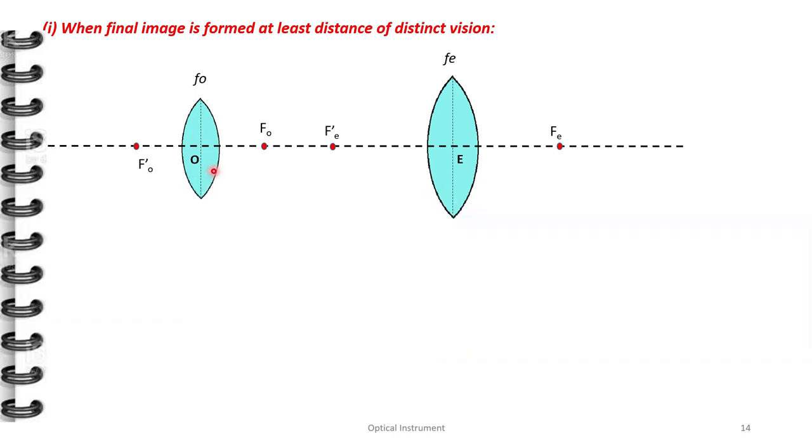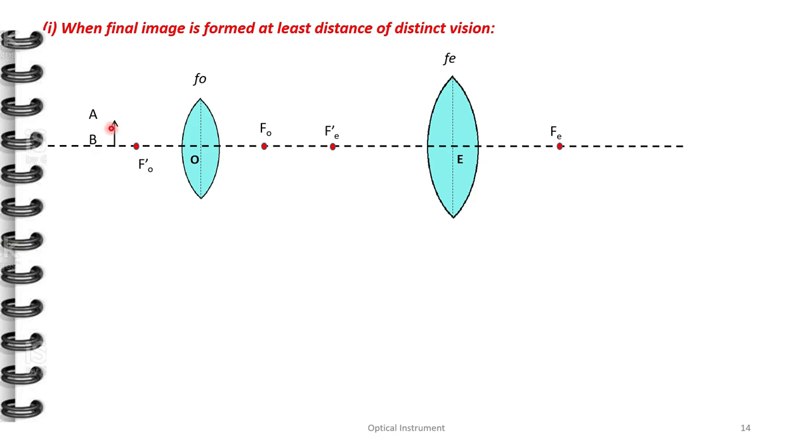Lens which is closer to an object is called an objective piece, and the one which is closer to an eye is called an eyepiece. The final image of an object is obtained at least distance of distinct vision. Object AB is kept very close to the focus of an objective lens, as you can see over here.